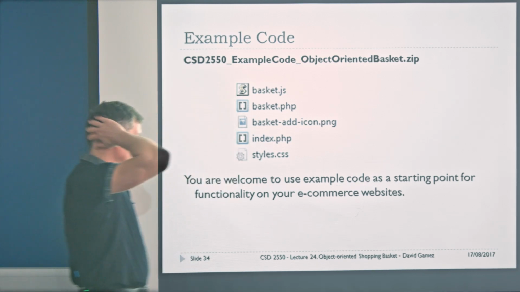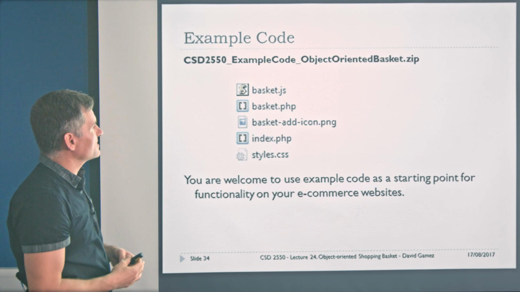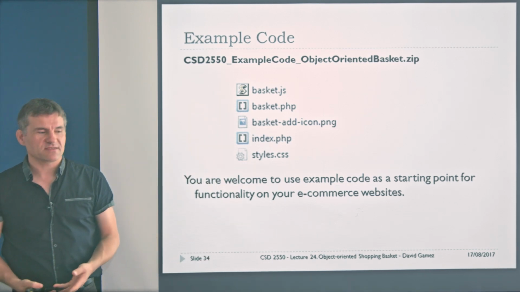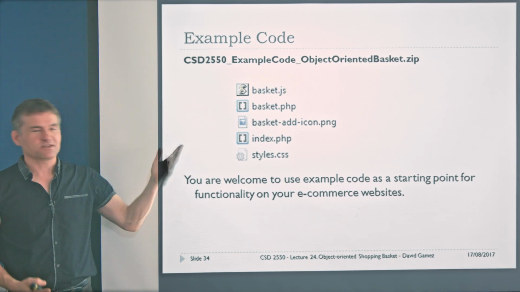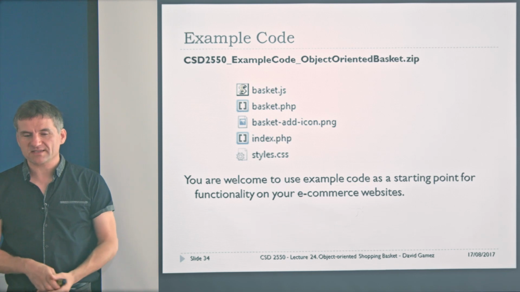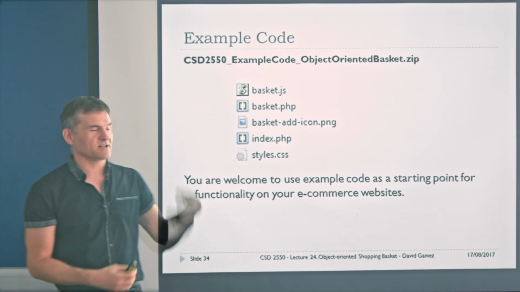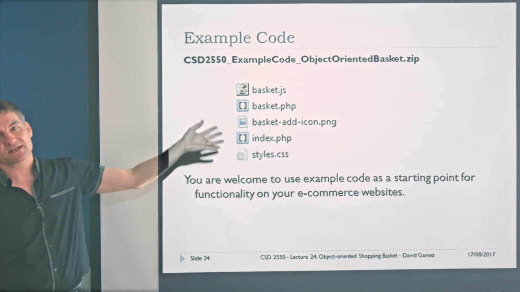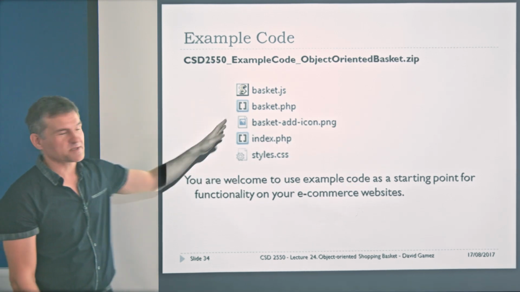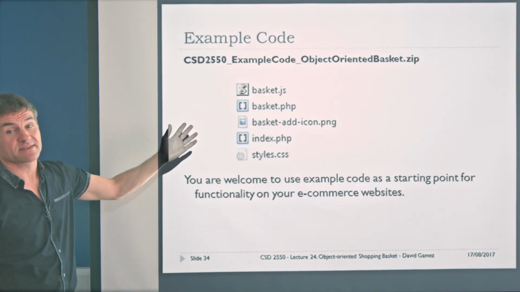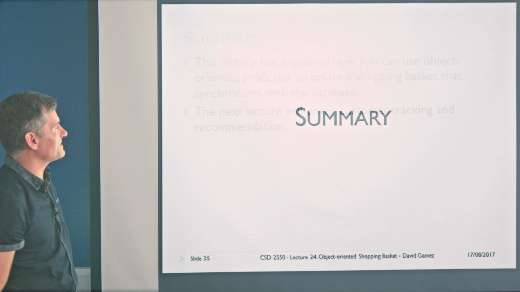So on the course websites, all of the code will be available. As I said, with all these examples, I haven't finished any of them off, right? They're not particularly brilliant examples. They're just trying to get you started with this stuff. So you're fine to take this object-oriented basket and use it as a starting point for the functionality on your e-commerce websites. It's not going to solve all the problems. You're going to have to understand this code in order to adapt it. So I'm absolutely fine with you taking it as a starting point. What I want you to do is understand it, right? That's the objective of all this kind of stuff, yeah?